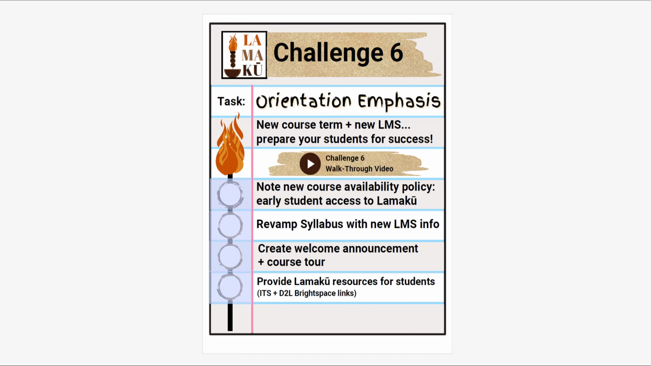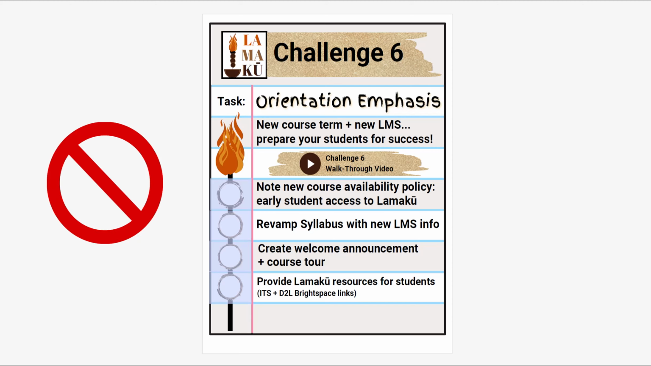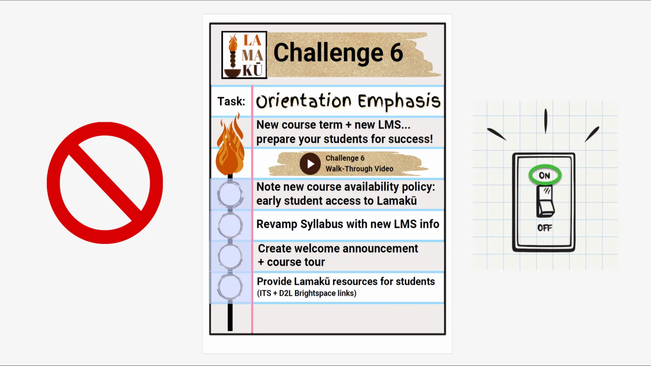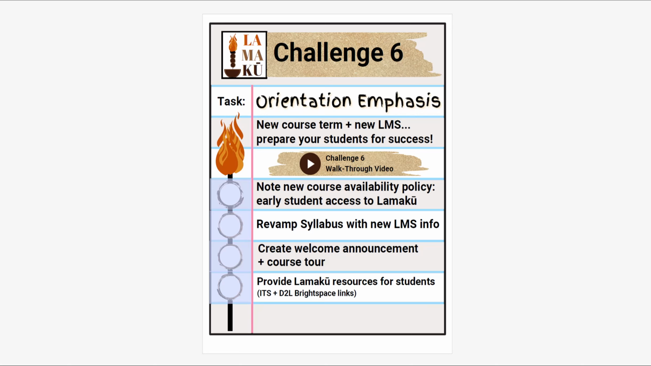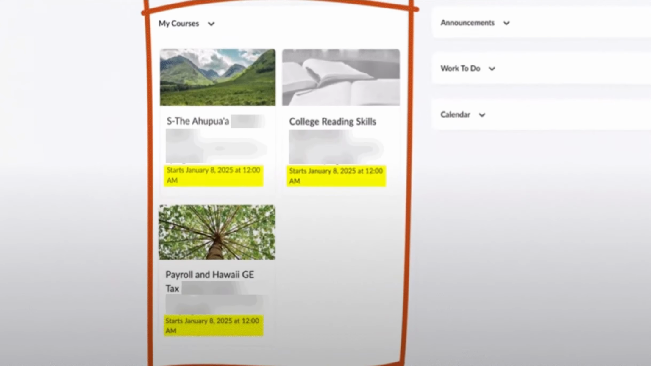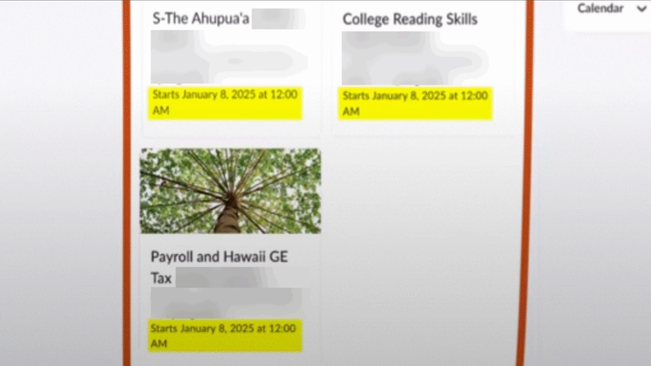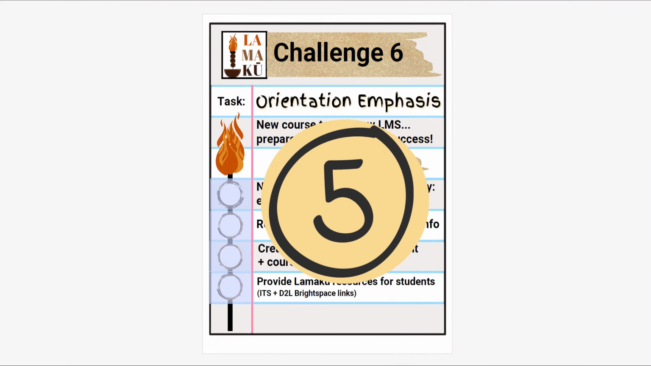Unlike La Lima and unlike past terms, faculty will not have the ability to turn on or off or make active their course when they wish. All courses in Lamaku are going to be published 5 days in advance of the start of the term. So, given this, your orientation materials should be ready. If you need to keep working on additional modules and course content, awesome. But if anything, make sure you have your orientation materials in place within 5 days before the start of the term.